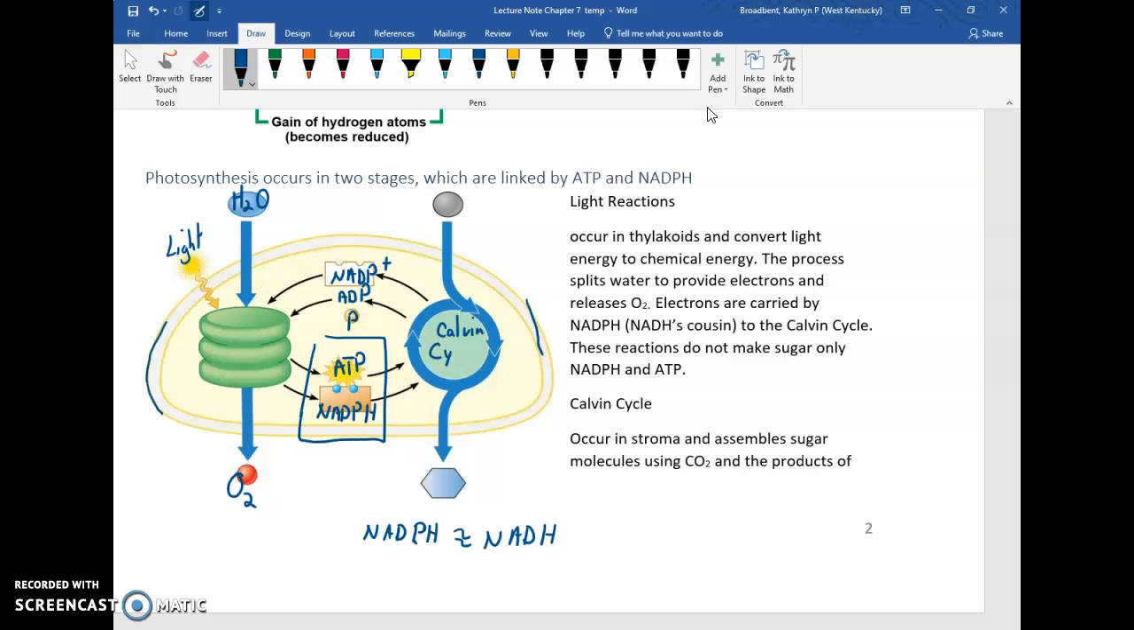When I was in school, we had the light reactions and the dark reactions. It's better named now to just call it the Calvin cycle, because the dark reactions, the Calvin cycle, occur in the daytime as well. So here CO2 comes into the Calvin cycle. It uses these high energy molecules and it makes sugar or glucose.